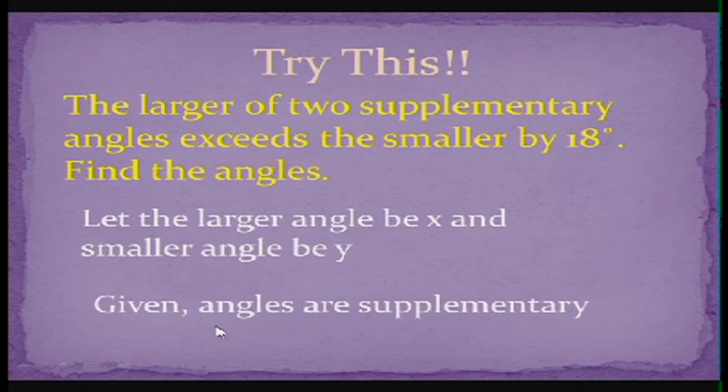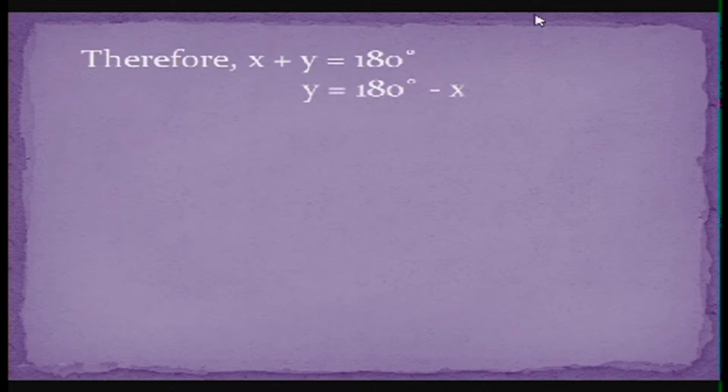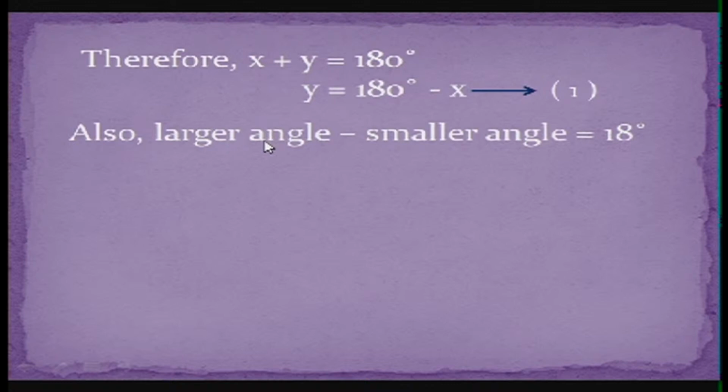It is given to us that the angles are supplementary. So, x plus y should be equal to 180. We transpose x from LHS to RHS and I get y is equal to 180 degrees minus x. Let me number this equation as 1. Also, what is given to us? Larger angle minus smaller angle is equal to 18 degrees. So, x minus y is equal to 18 degrees.